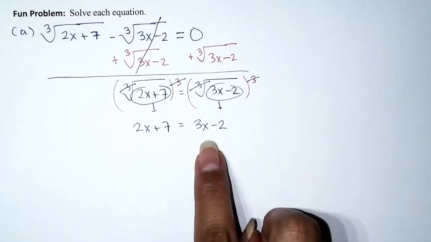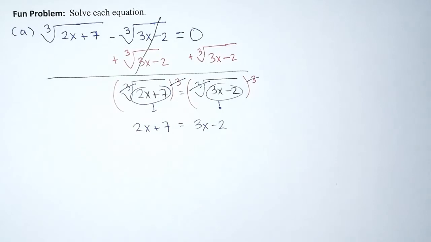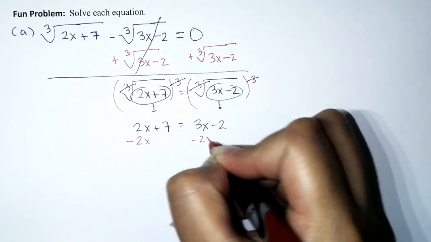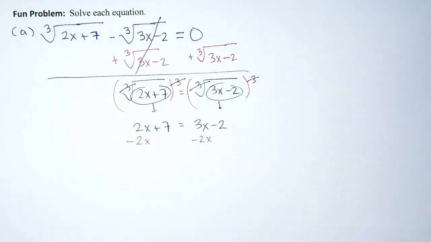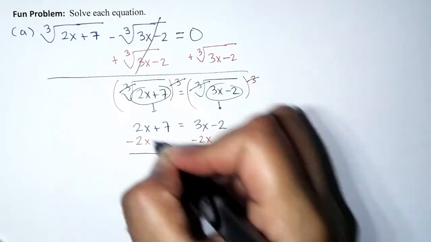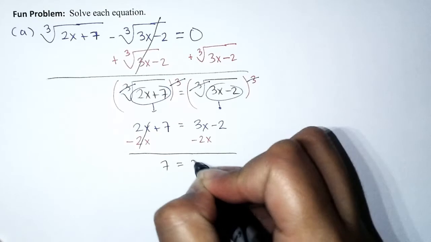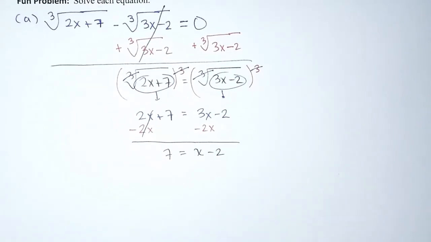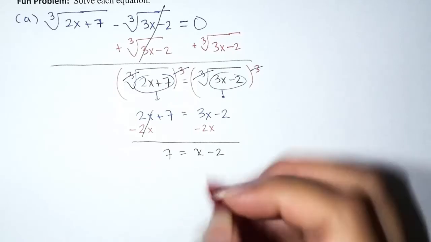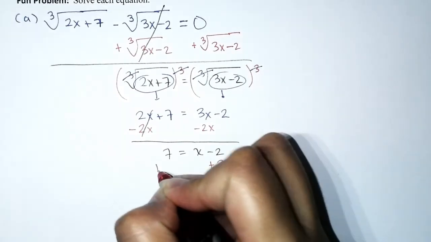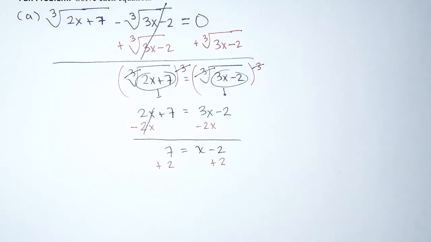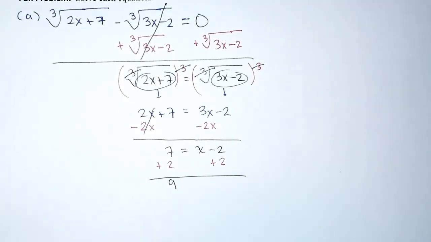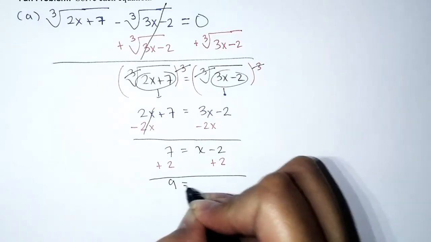But if you want to fix it so the variable is on the left, I'm all for it. Okay, if you decide to subtract 2x from both sides, then that will leave us with 7 is equal to x minus 2. Fantastic. To finish it off, to get rid of the subtraction by 2, the opposite of subtraction is addition. Let's go ahead and add 2 to both sides, and that will leave us with 9 equals x.